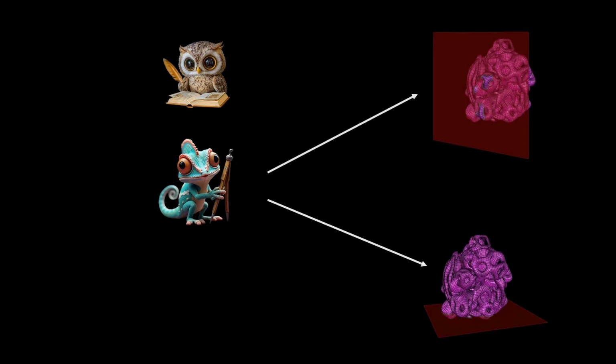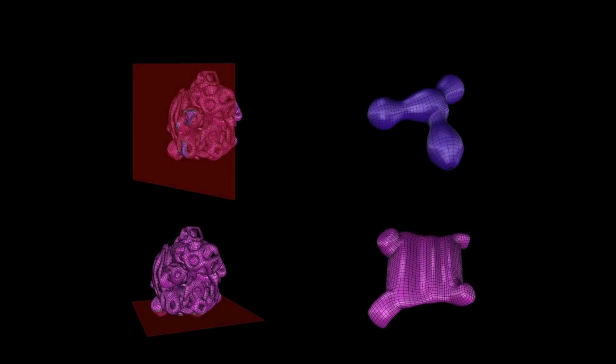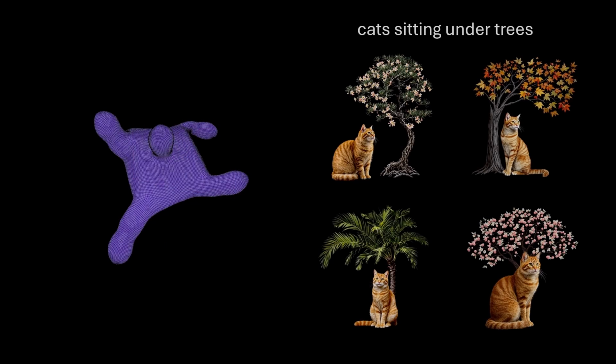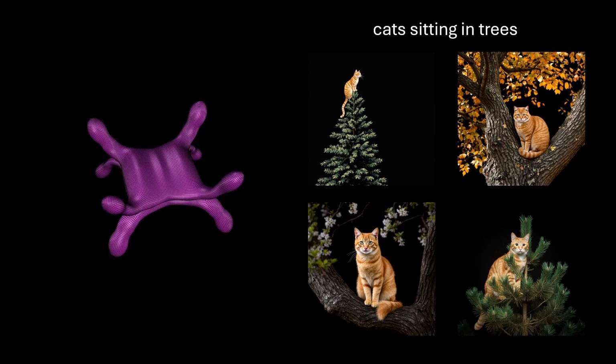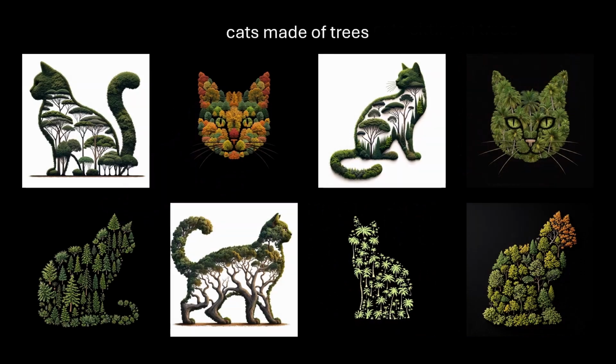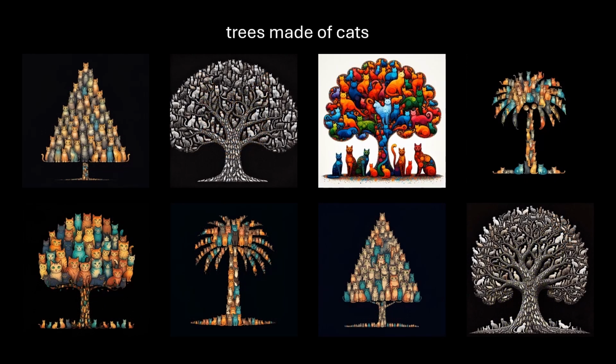But here is where things get really interesting. Slices, or submanifolds, are not limited to single objects like cats or trees. We can have submanifolds describing different compositions of cats and trees. For example, there's a submanifold of cats sitting under trees, and one of cats sitting in trees, and one of cats made of trees, and one of trees made of cats.